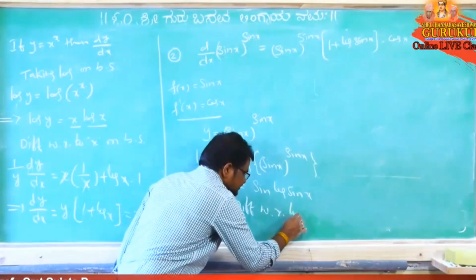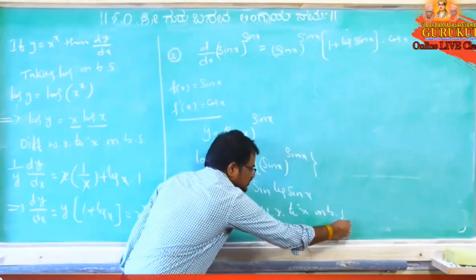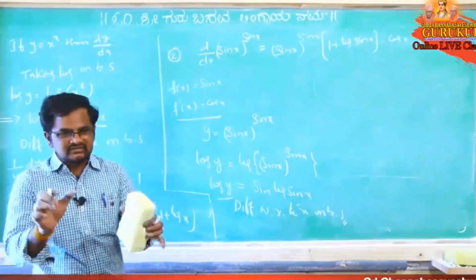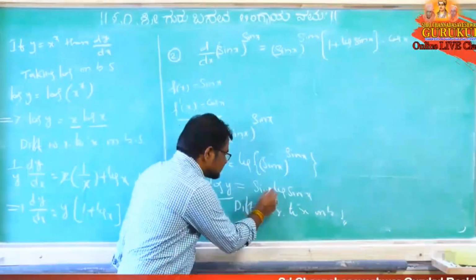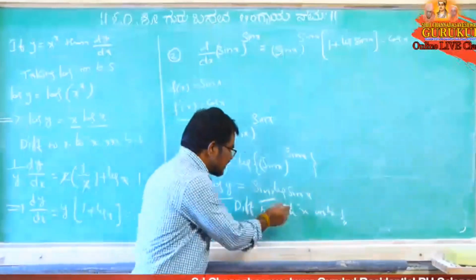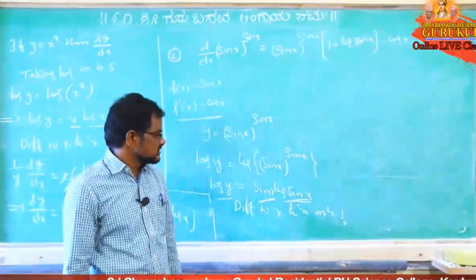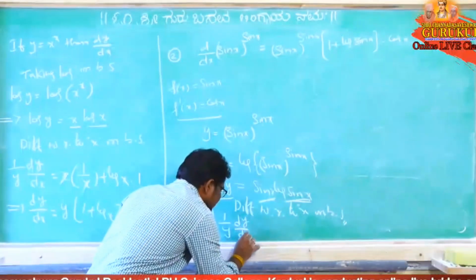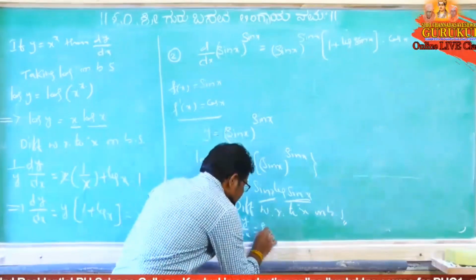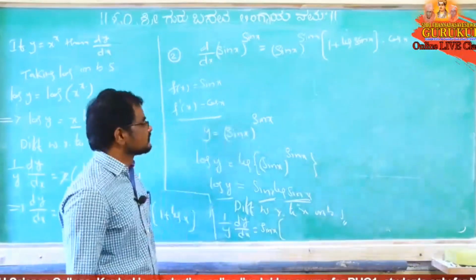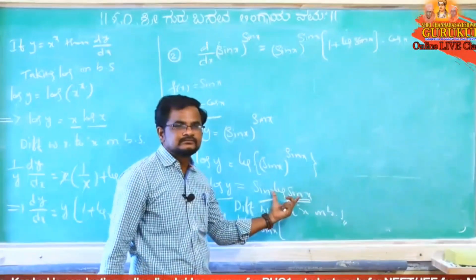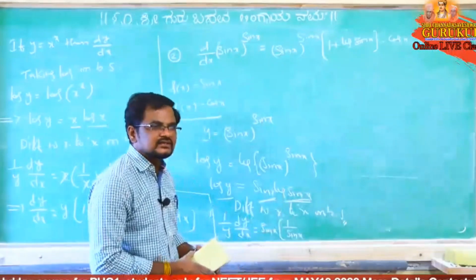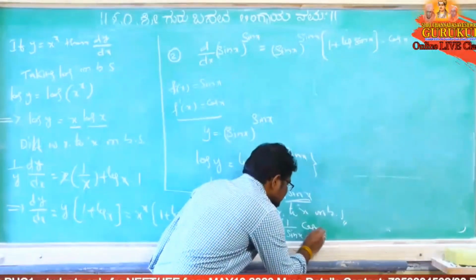Here log y, differentiating with respect to x on both sides. Differentiation of log y is 1 by y dy by dx, from which you will get dy by dx. Next, take sin x as the first function and log of sin x as the second function. Now 1 by y dy by dx equal to sin x as it is, into the differentiation of this one, 1 by sin x, again differentiation of sin x, which is cos x.